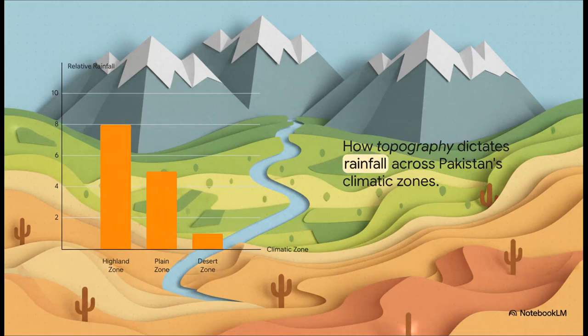And this chart just makes that connection so obvious. Look at the huge difference in rainfall. The highland zone up north gets the most, which feeds the rivers. The lowland plains get a decent amount of monsoon rain, topped up by the river system. And the arid zone gets very, very little, which explains exactly why it's a desert.